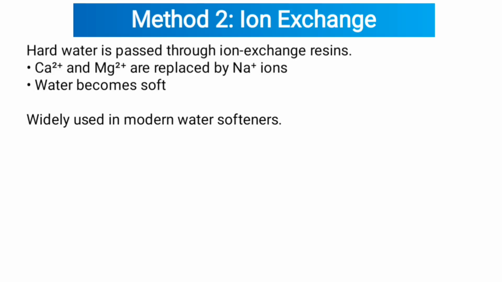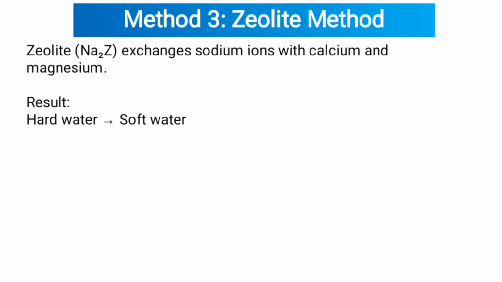Method 2, ion exchange. Hot water is passed through ion exchange resins. Ca2+ and Mg2+ are replaced by Na+ ions. Water becomes soft, widely used in modern water softeners. Method 3, zeolite method. Zeolite, Na2Z, exchanges sodium ions with calcium and magnesium, converting hard water into soft water.